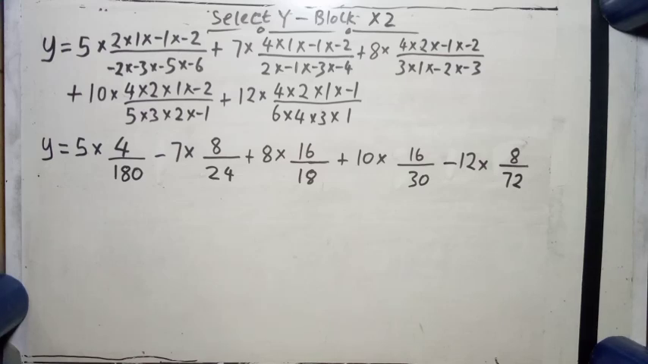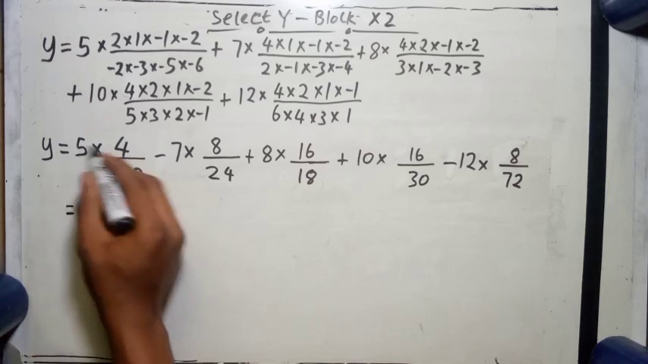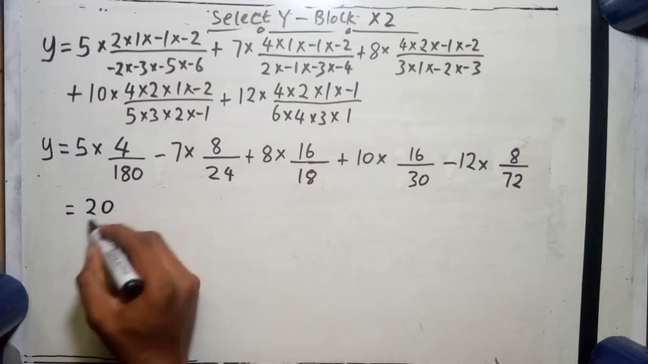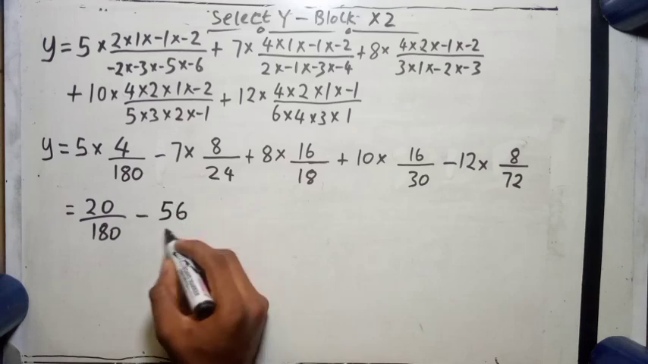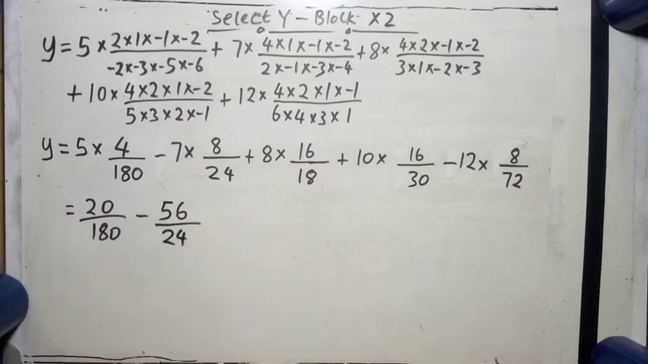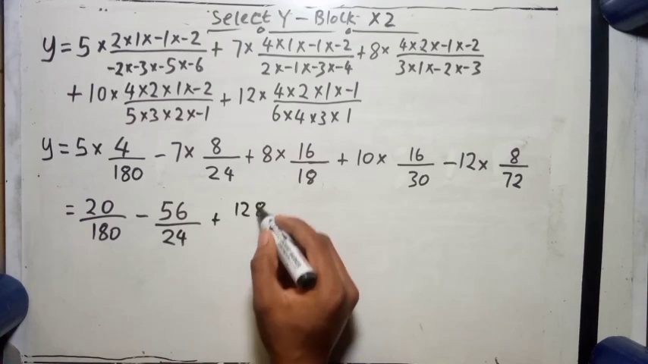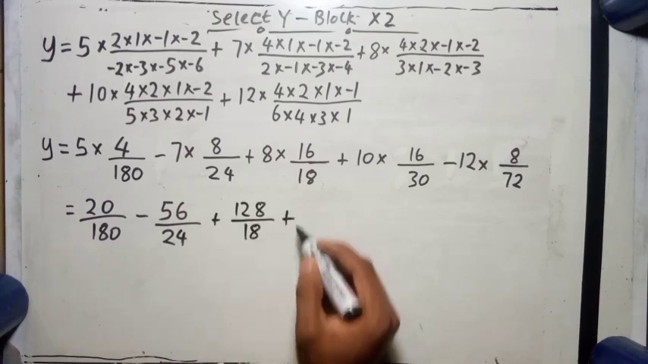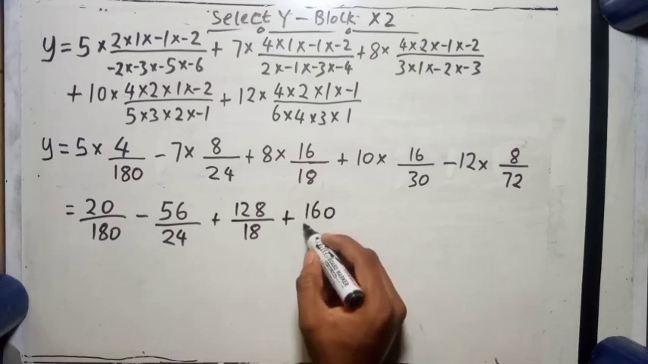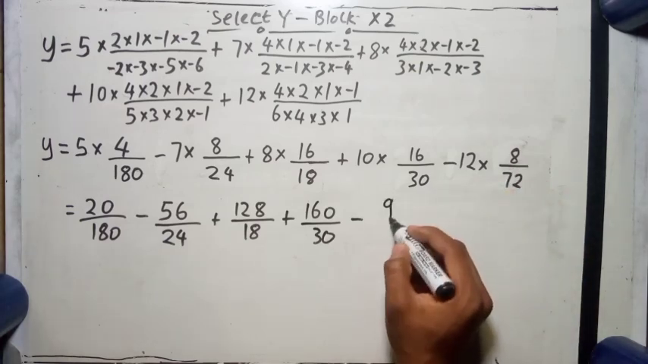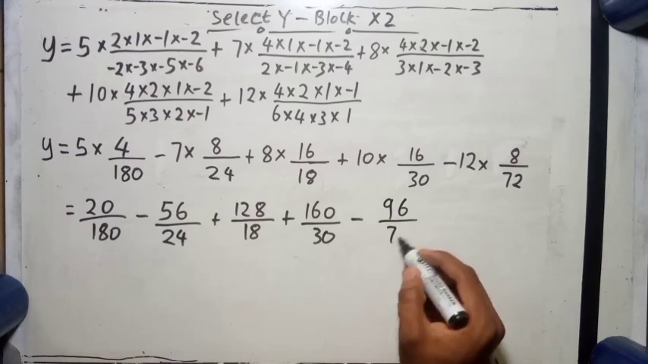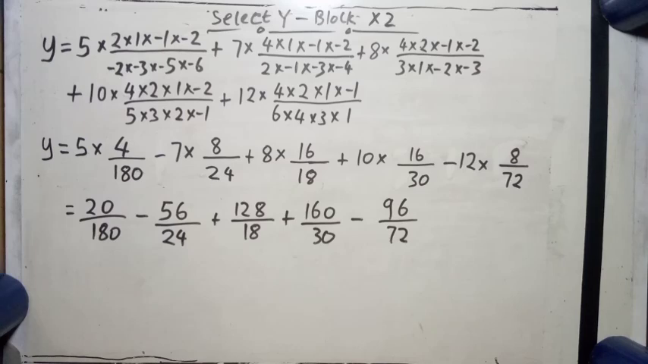Now we can now add. So 5 times 4 is 20 over 180, minus 7 times 8 is what? 56 over 24. 8 times 16 is what? 128 over 18 plus 10 times 16 is 160 over 30 minus 8 times 12 is what? 96 over 72.